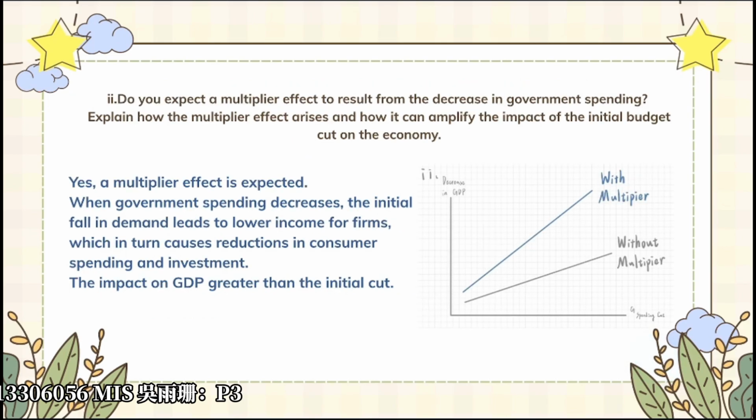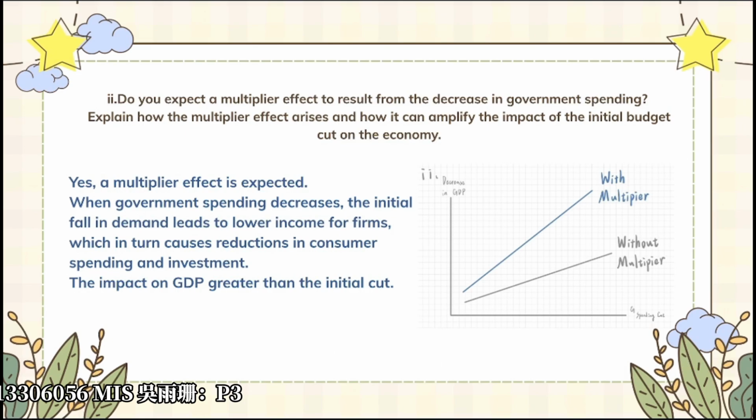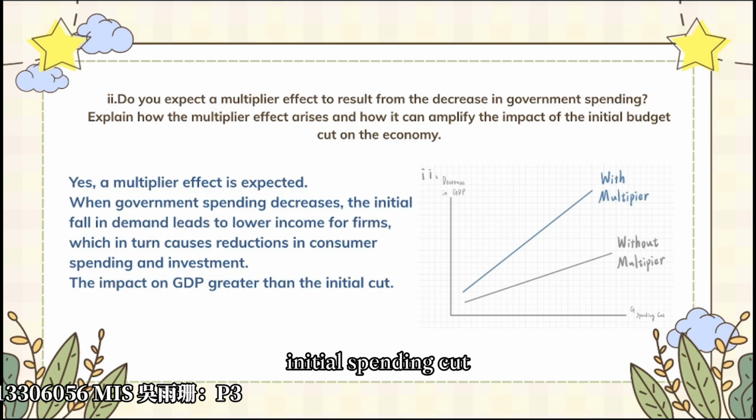Next question. Yes, a multiplier effect is expected. When government spending goes down, it reduces income for businesses, which then causes households to cut back on their spending. This decline in consumption and investment triggers a chain reaction that worsens the economic downturn, meaning the overall drop in GDP is larger than the initial spending cut.